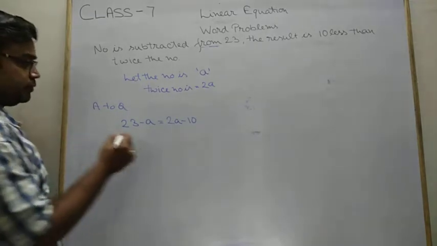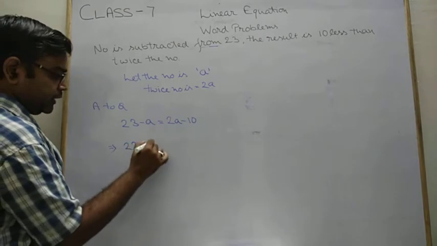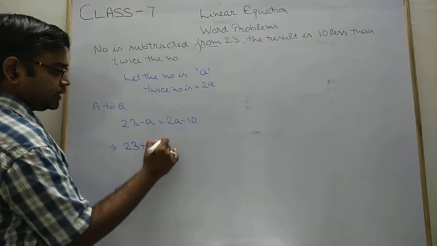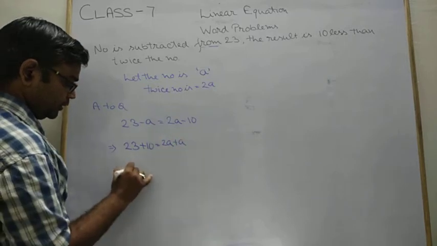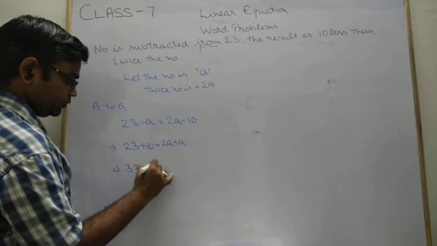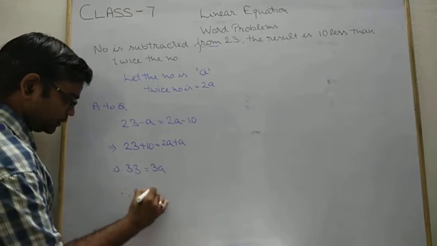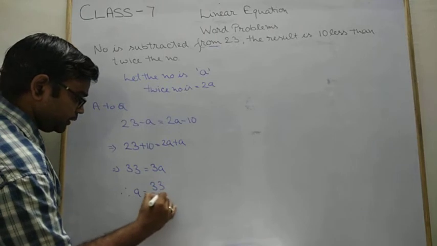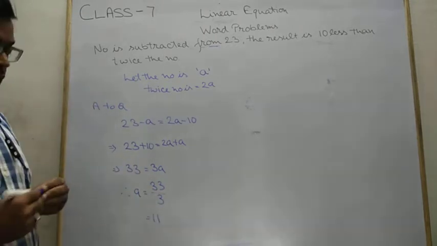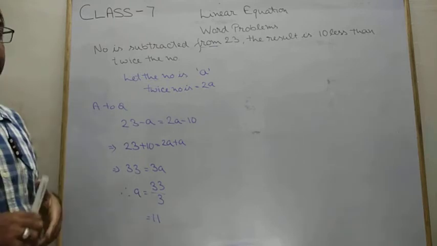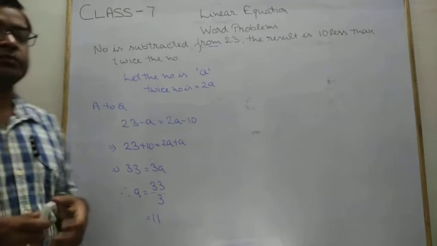Now try to solve. 23, bring minus to this side, we have plus 10, bring a to that side, 2a plus a. What do we have? We have 33 equals 3a. Therefore, a equals 33 by 3 equals 11. This is your answer. So it is easier for you now. Let's discuss some more questions.